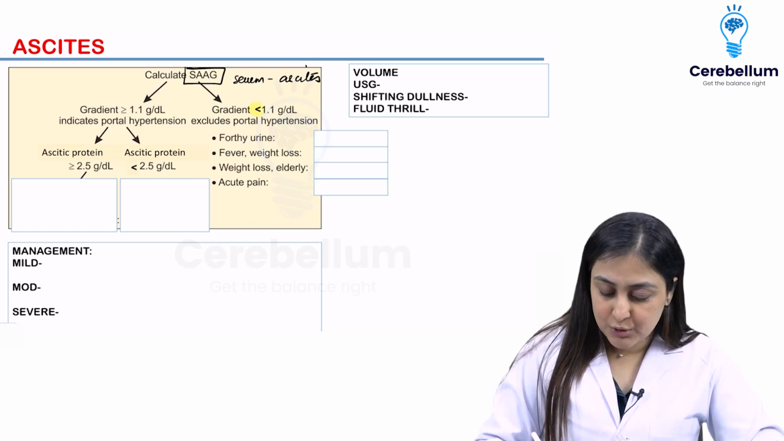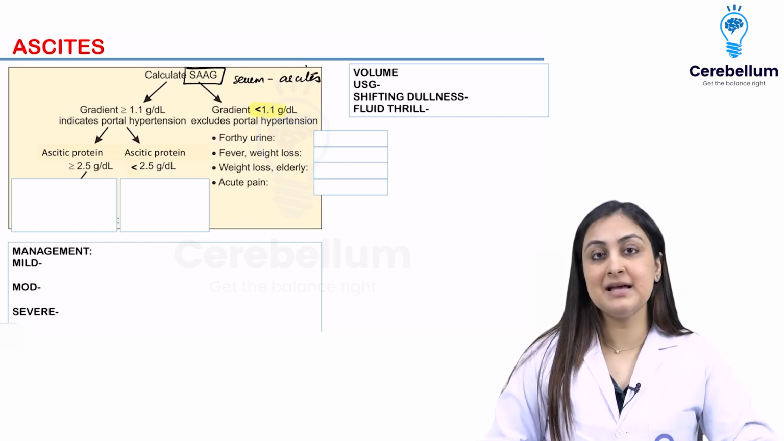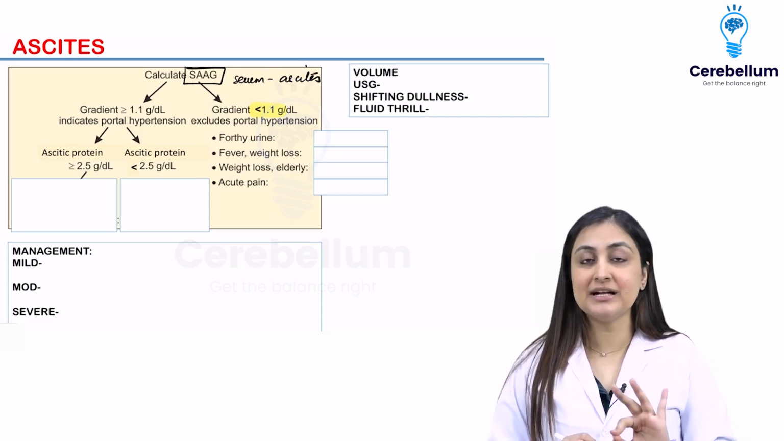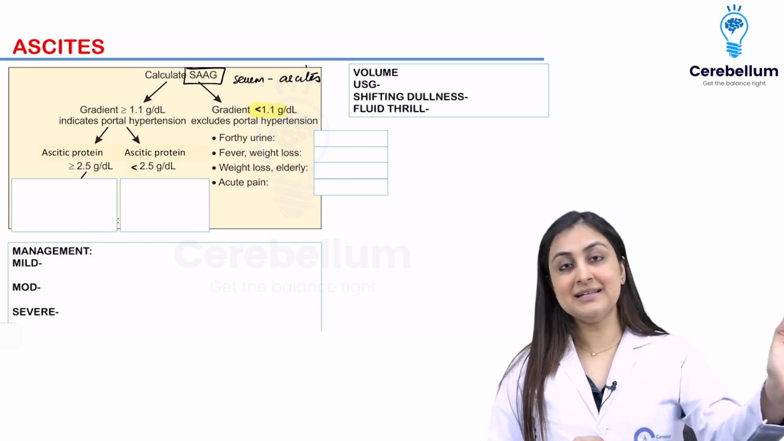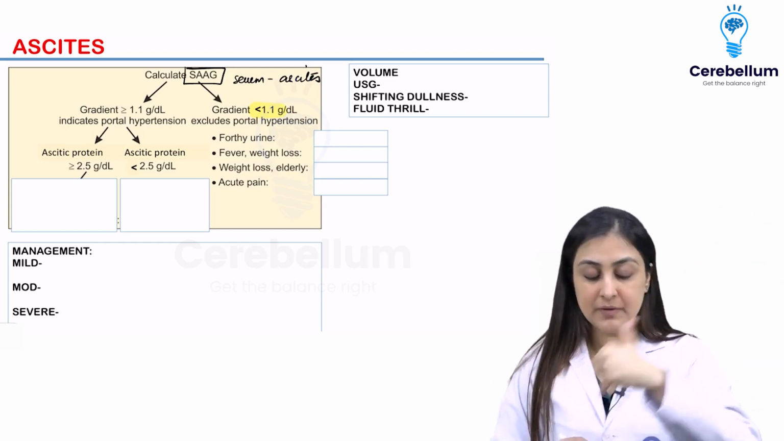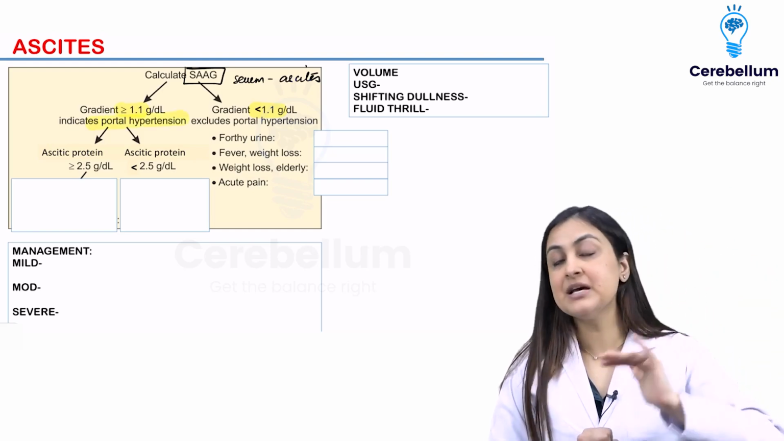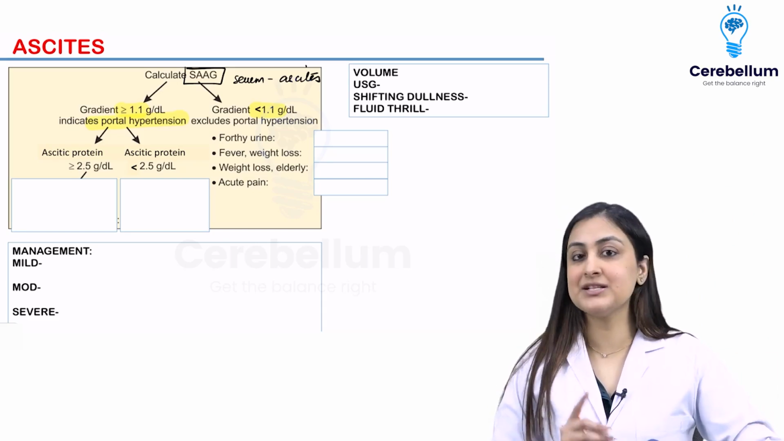Any SAG which is lower than 1.1 means that the portal pressure is low. So the easy way to remember this, and not get confused, is SAG is directly proportional to the portal pressure. Higher SAG means we are dealing with portal hypertension, lower SAG means it is not portal hypertension. Alright, so that's the first step.